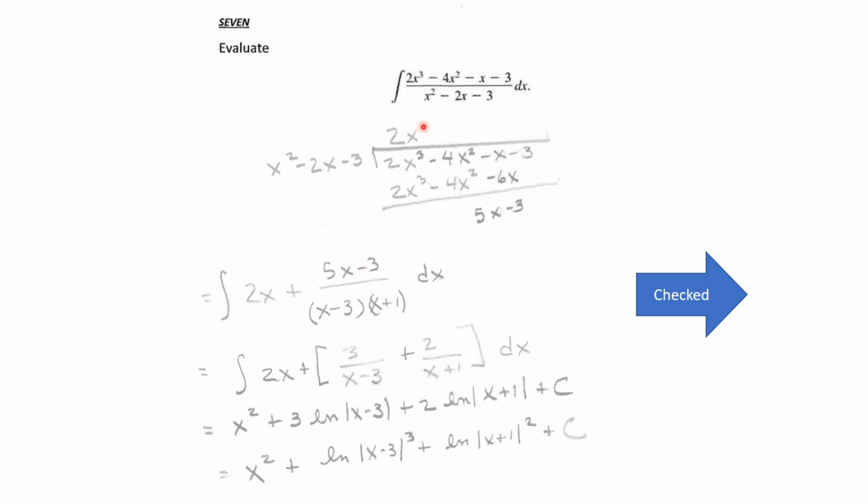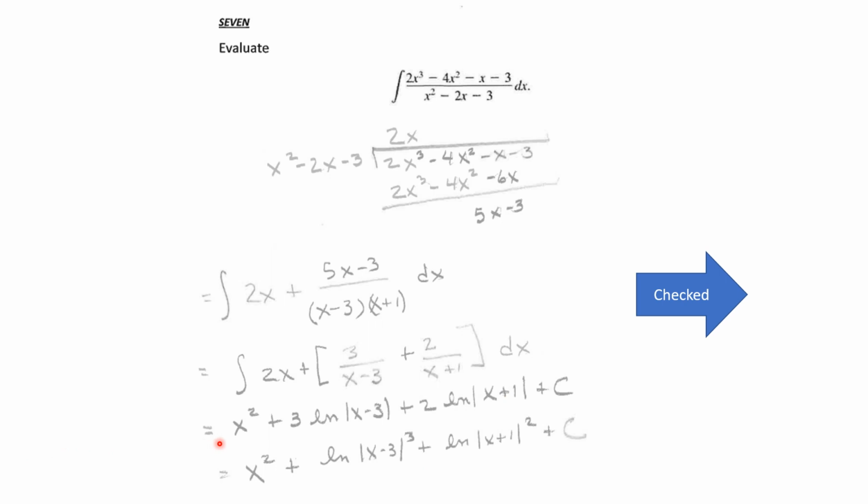Here is number 7. You have to do polynomial long division. And when you do that, you get that this integrand becomes 2x plus (5x minus 3) over, and factoring the denominator, I get (x minus 3) times (x plus 1). I can do partial fractions on the second one, so I get 2x plus 3 over (x minus 3) plus 2 over (x plus 1) dx.